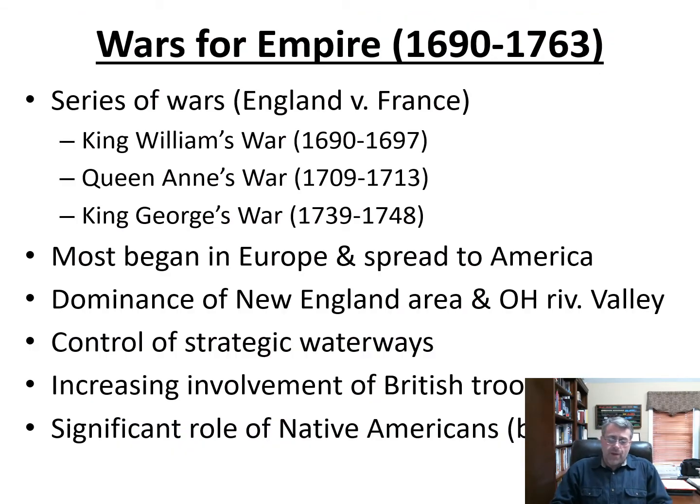So, the wars for empire. There's a series of wars. There are many small skirmishes and battles, but we're focused on 4 of them in general. There are 3 small wars for empire, and then the French and Indian War, which is kind of the climax of this period, all taking place between 1690 and 1763.